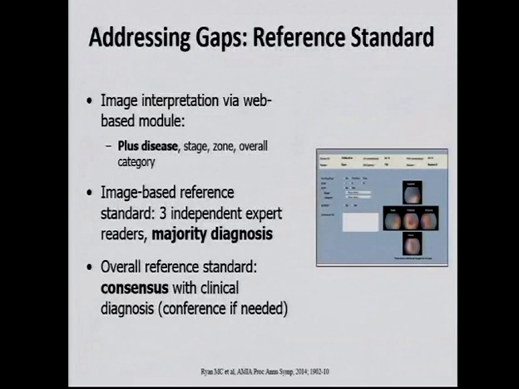To come up with a reference standard, the way that we did this, a medical student, Mike Ryan, gave an AMIA talk on this a couple years ago, is that we had 3 different people review the images for each eye, and you characterize it. Is it plus, is it pre-plus, or is it normal? And then we had a majority image-based diagnosis, and then you compare that with the actual clinical diagnosis by ophthalmoscopy. If they're the same, then that's the gold standard diagnosis. If they're different, then we have a conference to resolve the differences.